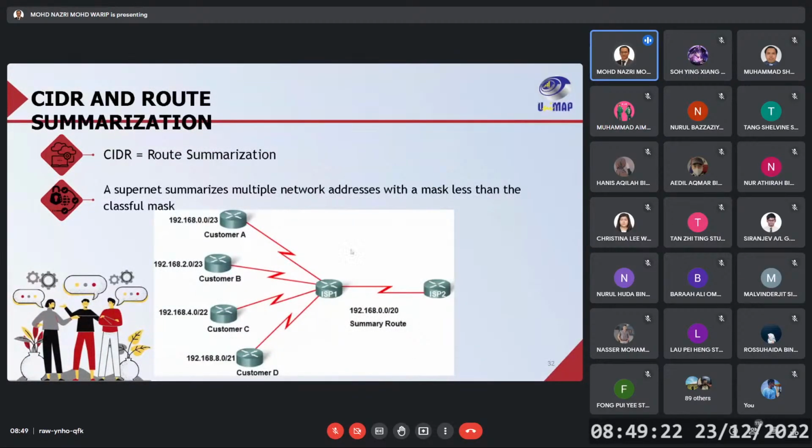Right. CIDR and route summarization. Classless Interdomain Routing and route summarization. CIDR normally is route summarization. A supernet, not superman, supernet. A supernet summarizes multiple network addresses with a mask less than a classful mask. What does it mean? Take this one network, customer A, one network which is using 0, this one 2.0, this 4.0, 8.0.